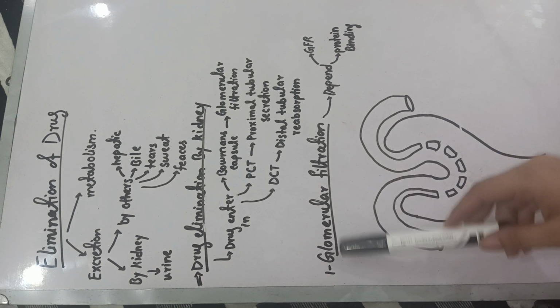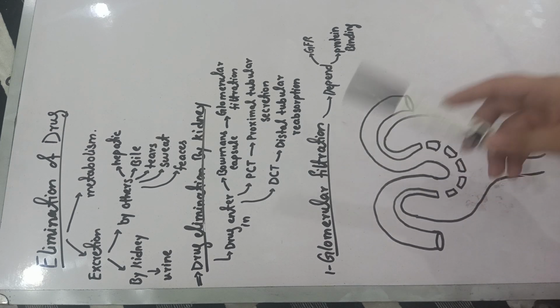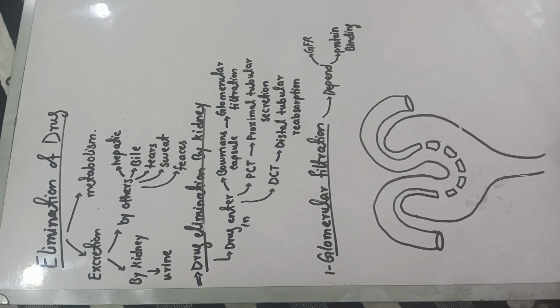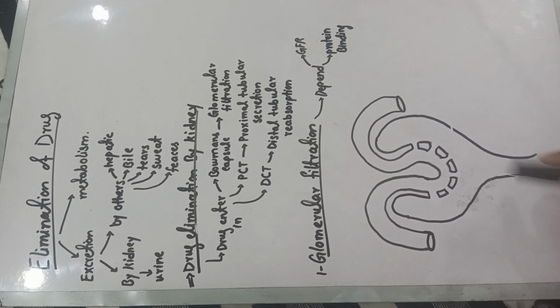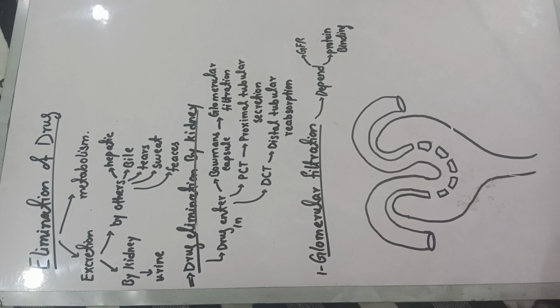So let's discuss the first process which occurs in Bowman's capsule, and this is the glomerular filtration. See the diagram given here. This is our Bowman's capsule, this is the afferent, and this is the efferent arteriole. You know very well that a lot of slits or pores are present through which your drug, or all the kind of waste which is present in your body, is filtered out and goes into your nephron, and then after processing through the nephron, it is eliminated out of your body.